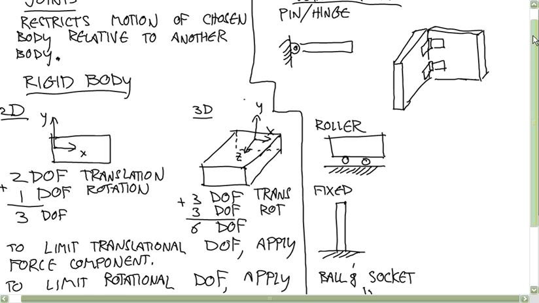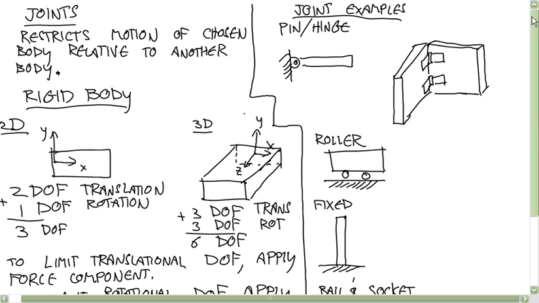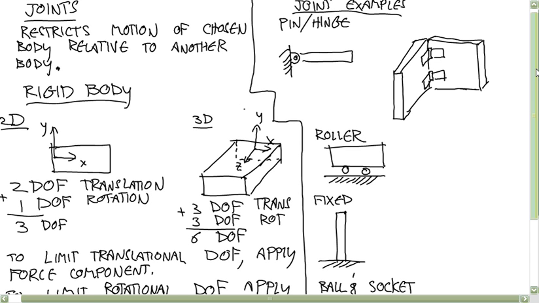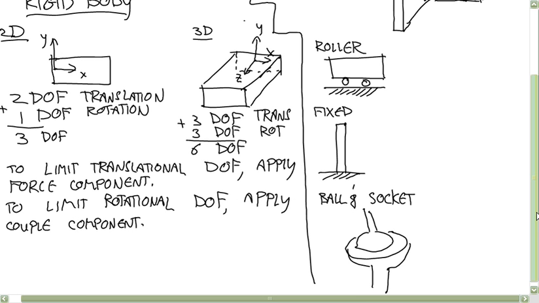So these aren't all the joints we'll deal with, but these are the most common ones that we'll see. And you can imagine that each of these limits motion in a different way. We saw that with those two example problems. A pin joint limited motion in a different way than the fixed joint did. Okay, so what loads do they apply to the chosen body?